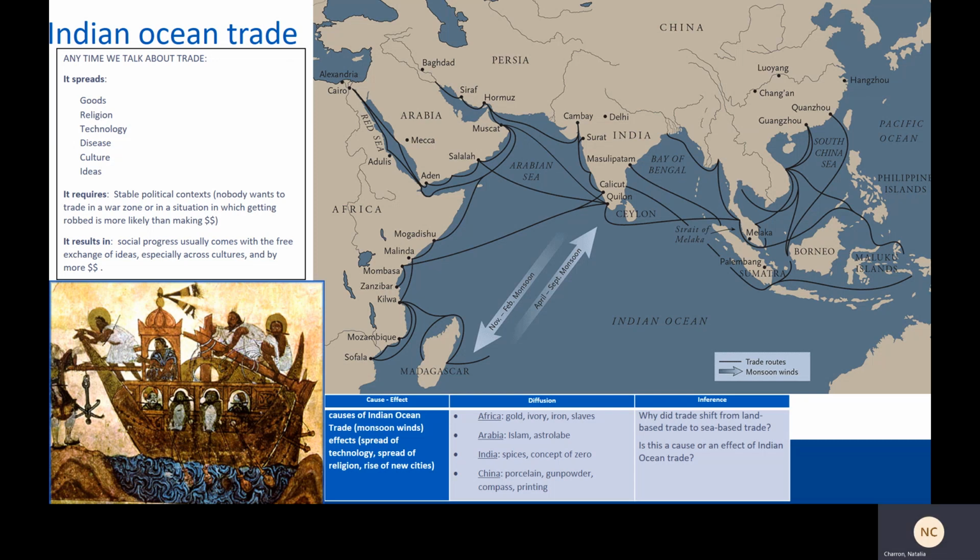So, specific to the Indian Ocean trade networks, the kinds of things that diffused include, from Africa, gold, ivory, iron, and slaves. From Arabia, Islam, and the astrolabe. The astrolabe is this cool thing. I'm going to show you a picture on the next slide.